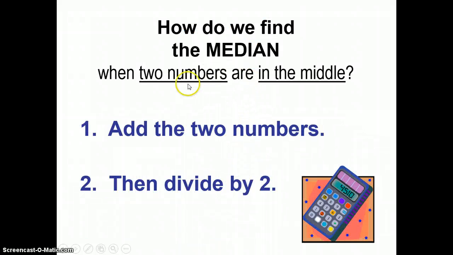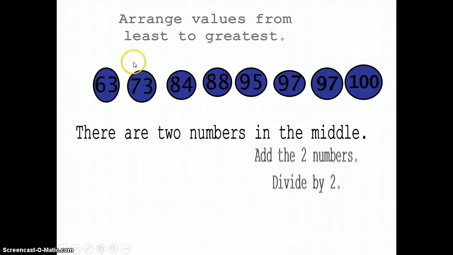So what do we do if there are 2 numbers in the middle? Well, if there are 2 numbers in the middle, we're going to add those 2 numbers together and then divide by 2. So you're basically finding the average of the 2 middle terms. And that looks like, let's say we eliminated one of my test scores. So 1, 2, 3, 4, 5, 6, 7, 8. I only have 8 now.